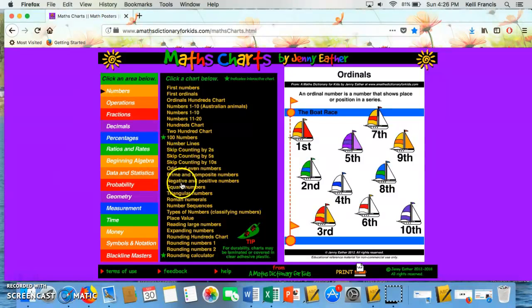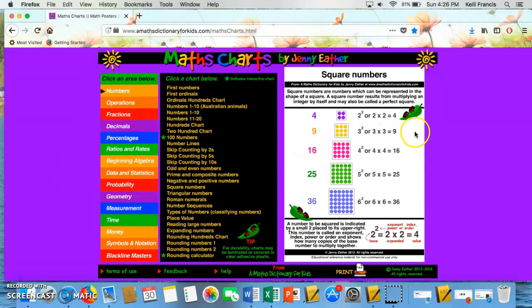Let's see, what have I used? Square numbers. This is one that I just printed out the other day. It gives a kind of walkthrough of what square numbers are, how they're used, why they're called square numbers, things that we talk about in class. So they have something to go back and reference.